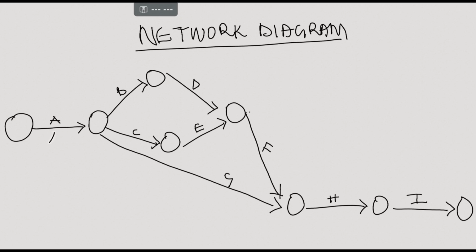A is 4 weeks, B is 3 weeks, C is 2 weeks, D is 4 weeks, E is 1 week, F is 4 weeks, G is 6 weeks, H is 4 weeks, and I is 3 weeks. Now, to find your critical path, I said that the earliest starting time must be equal to the latest starting time.